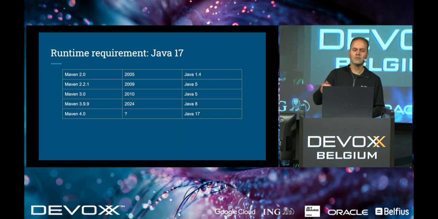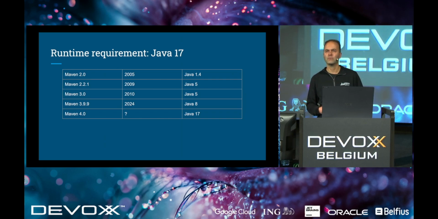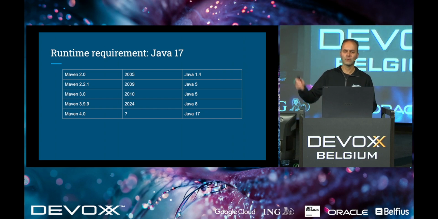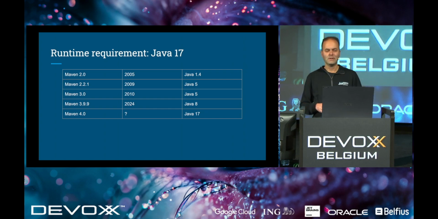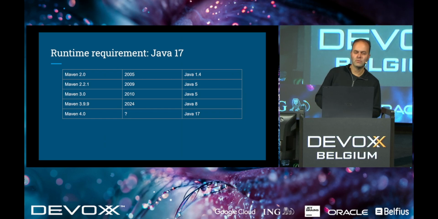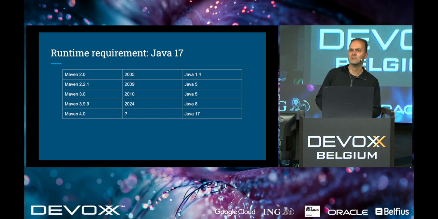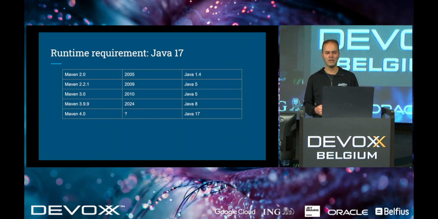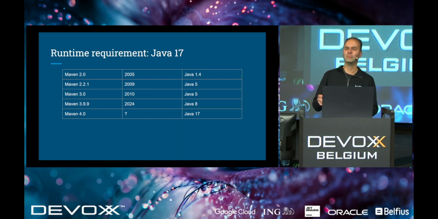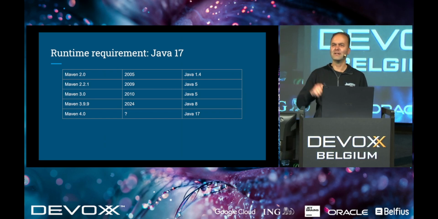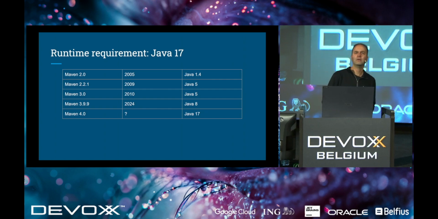Just as a reminder, Maven 2 required Java 1.4. I've been working with Java 1.4 in the past. Then 2.2 required Java 5, which was the same for Maven 3. Maven 3.9.9 that we use nowadays requires Java 8, and Maven 4, and no, I'm not going to be tempted to add a year there, will require Java 17. You may ask why? Okay, yeah, I'm glad you asked.